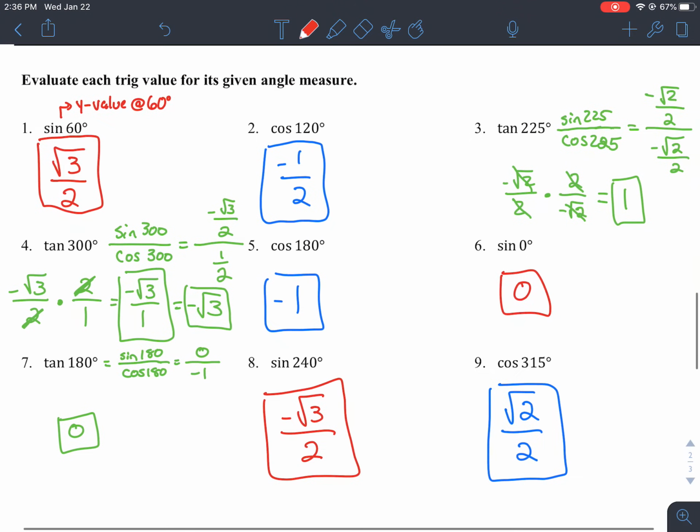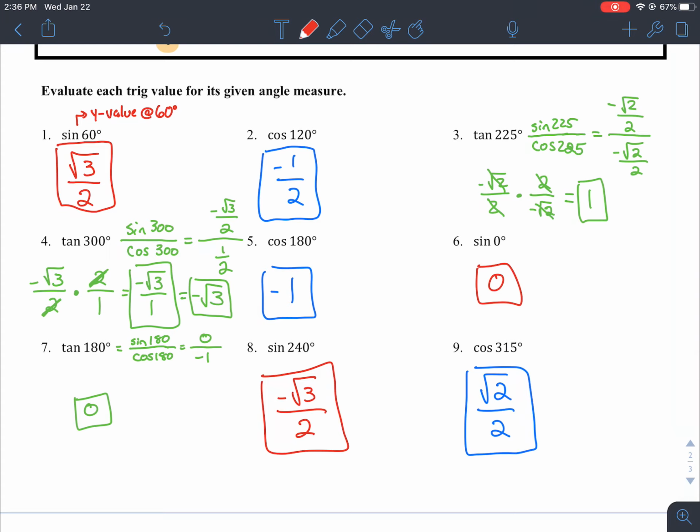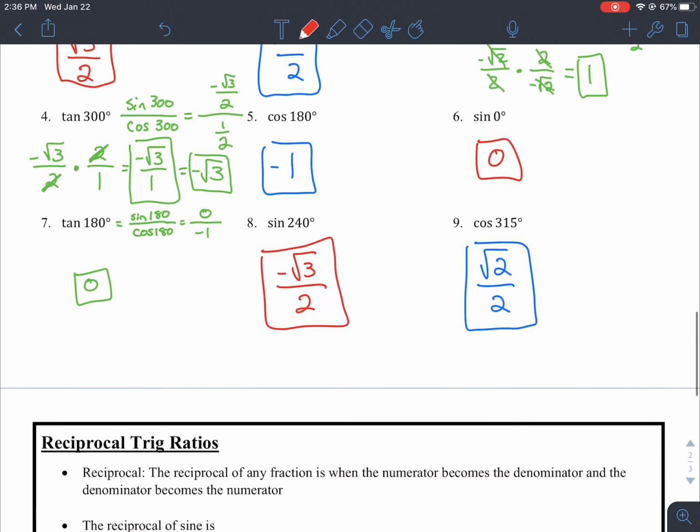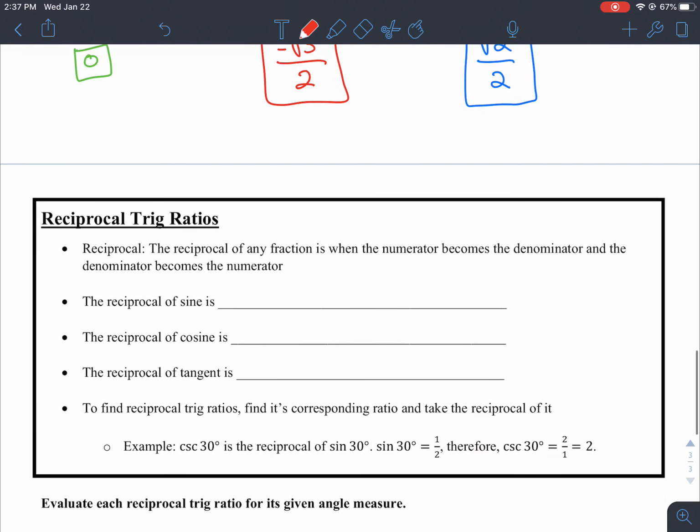Okay? So these are the problems that we did yesterday. We didn't finish all of them, so I wanted you to see what those look like in the event that you wanted to go back and practice those, or if you already did them and just wanted to see if you did those right. Now, what we're going to be talking about today is what we call reciprocal trig ratios.